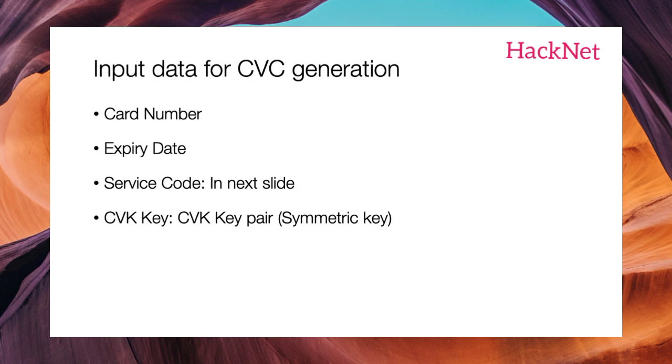So let's look at the input data required for generating a CVC. The first one is the card number and the second one is the expiry date. The third one is called a service code. It is covered in the subsequent slide. And lastly, the CVK key. This is a symmetric key pair that is generated by the issuer and is used by the issuer for generating the CVC and also to validate it. It is unique for every card BIN range.